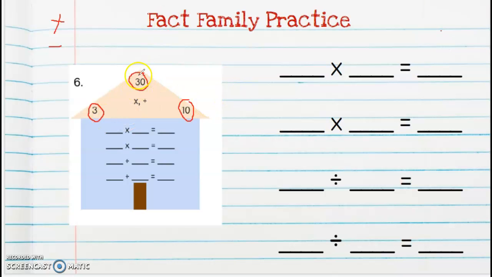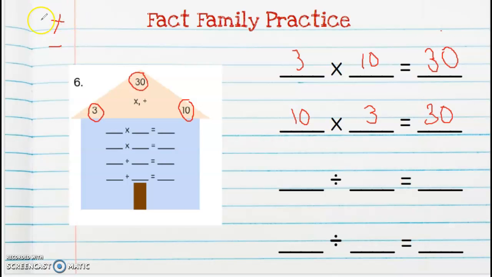So I know 30. I have 3, 30, and 10. I know 30 is going to be my big number, so I know that's going to be my answer over here. I know that I have 3 and 10, so that means 3 times 10 is 30. The opposite means that 10 times 3 is 30. Okay, I'm using the same 3 numbers.